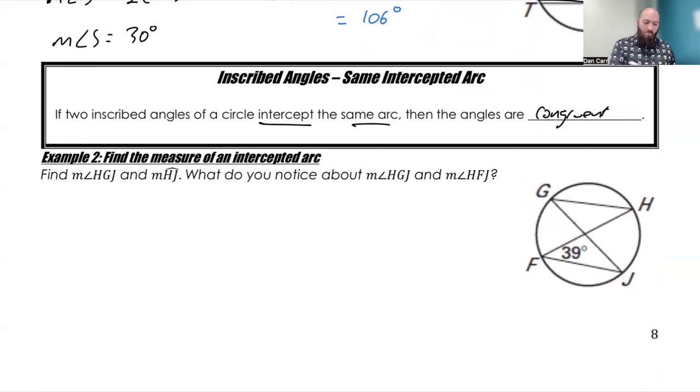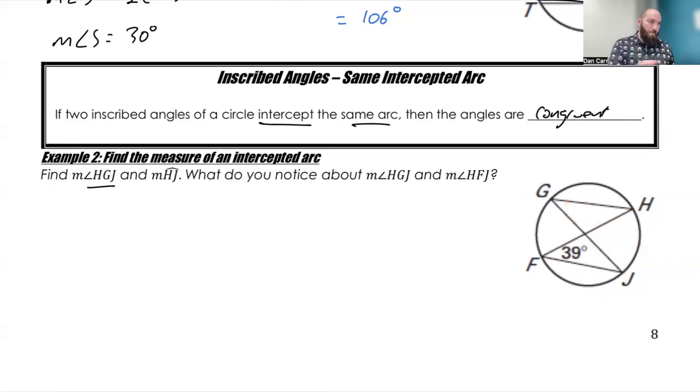It makes sense that if I have this one right here, that's 39 degrees. If I were to double that, that would give me 78 degrees. But then I have this one right here, which is also an inscribed angle with that same intercepted arc. So it's half of that one. So we just take half again. So this would be 78 degrees, and then half of that would be 39 degrees again.